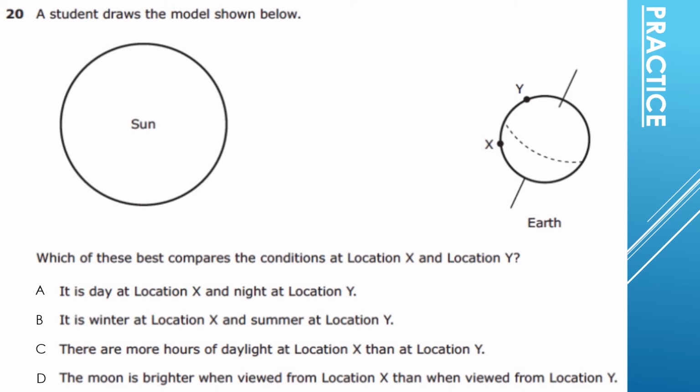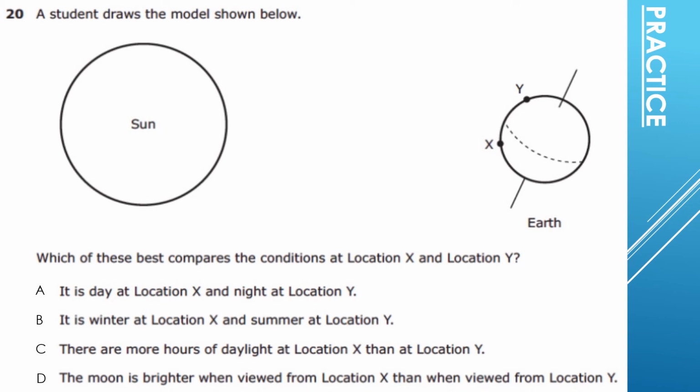So let's take a look at another question. A student draws the models shown below. Which of these best compares the conditions at location X and location Y? Is it day at location X and night at location Y? Is it winter at location X and summer at location Y? There are more hours of daylight at location X than at location Y. The moon is brighter when viewed from location X than when viewed from location Y.